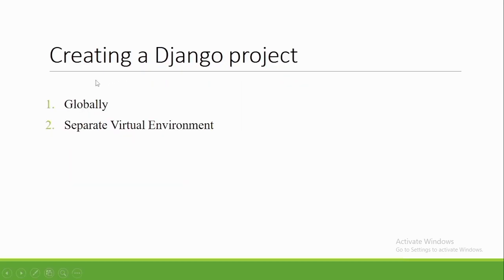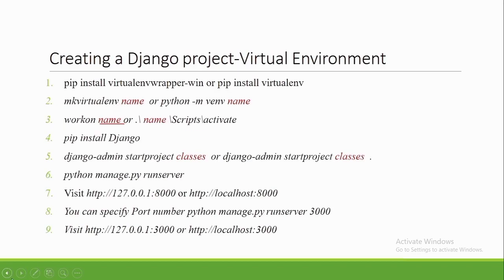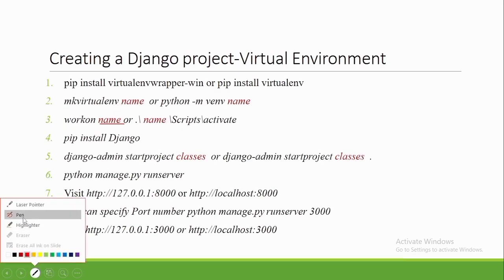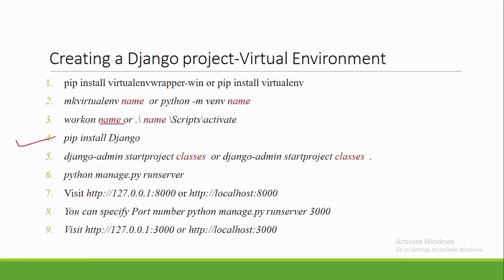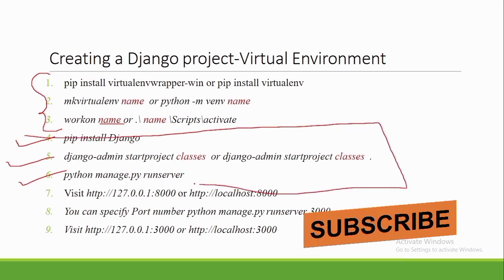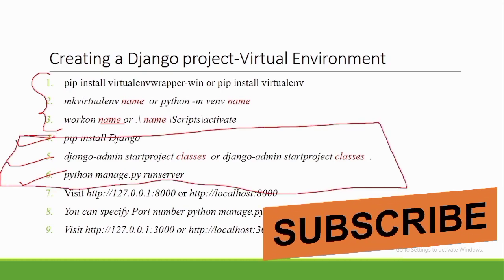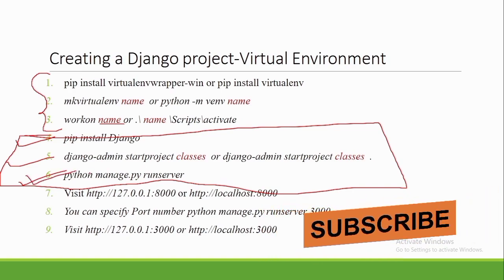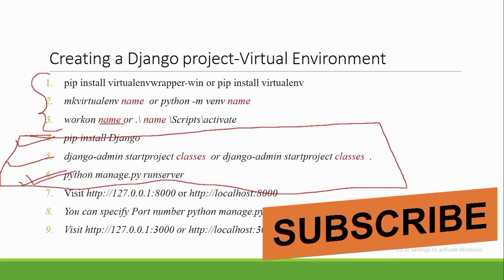Now, if you want to install Django globally, you will follow the same steps. Since you will do it globally, you will directly install Django, create a project and run the server. No need to install the virtual environment or activate it, okay? Directly these steps. And next time when you run the Django project, you will directly run this command, okay? No need of activating the virtual environment.